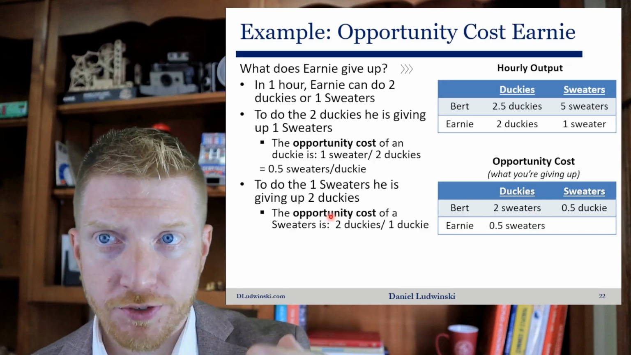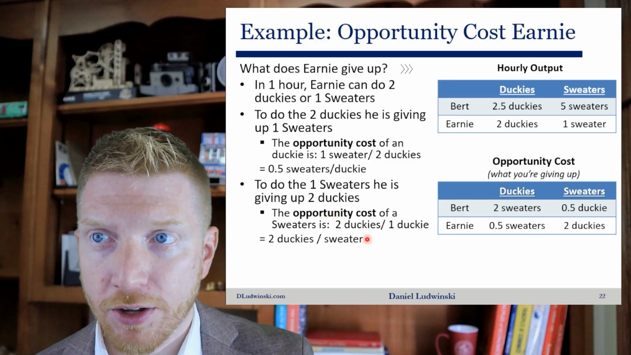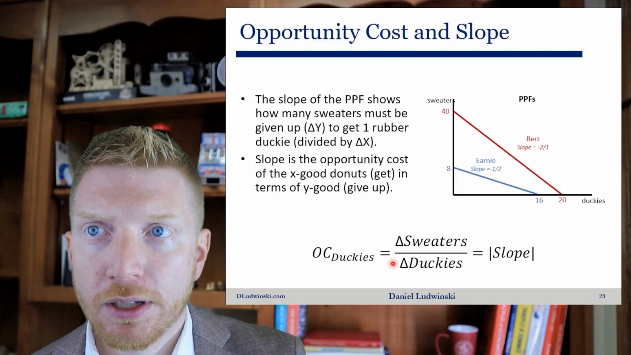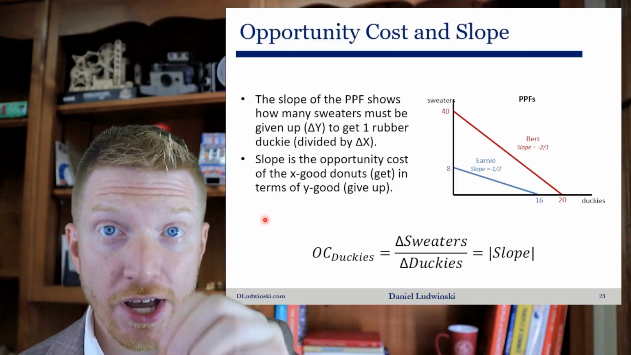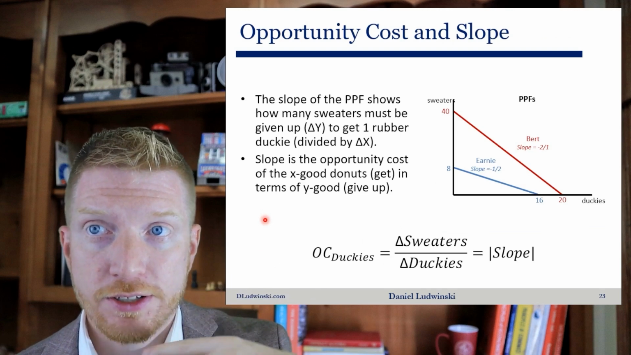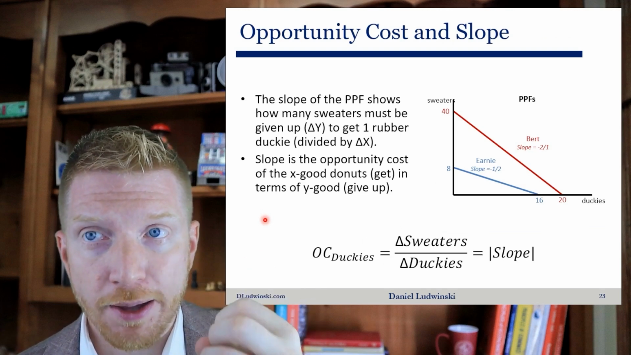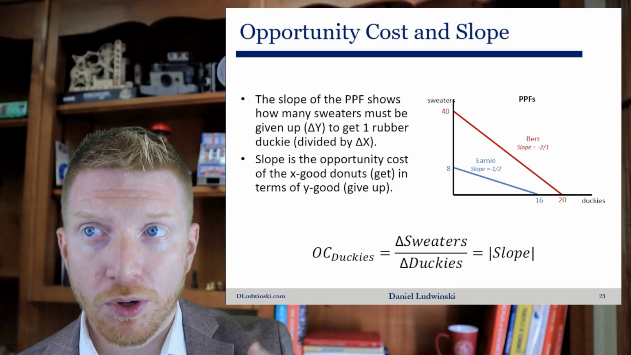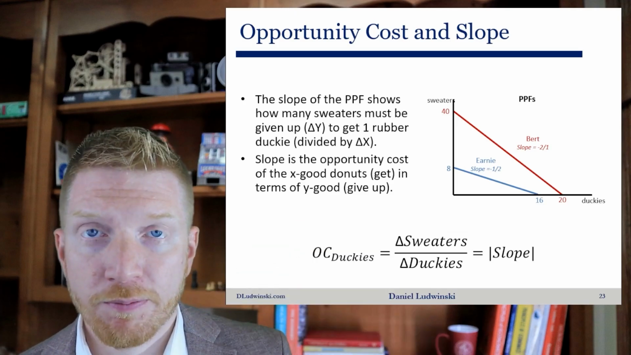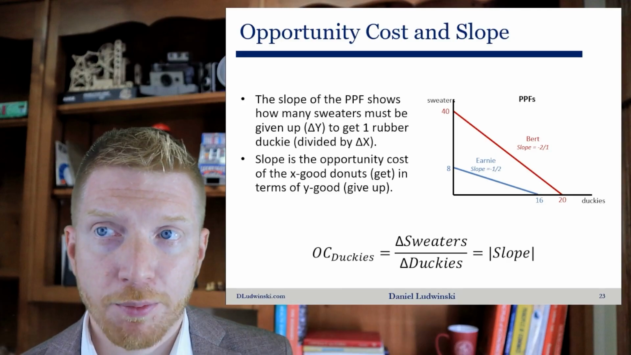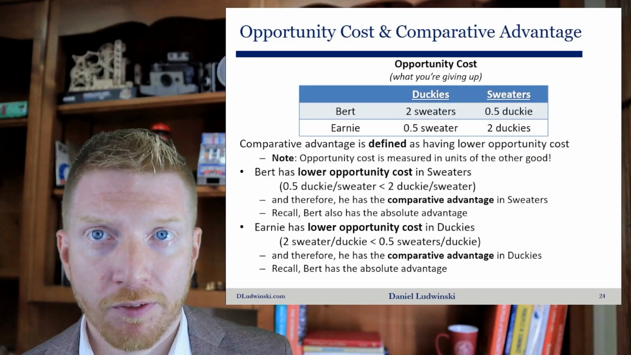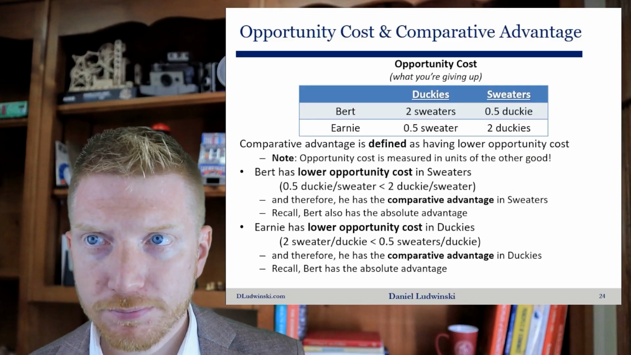The opportunity cost for sweaters is how many you're giving up over how many you're getting. And so in general, the opportunity cost is connected to the absolute value of slope in this particular way. It shows what we're giving up versus what we're getting. Opportunity cost is always what you're giving up divided by what you're getting.